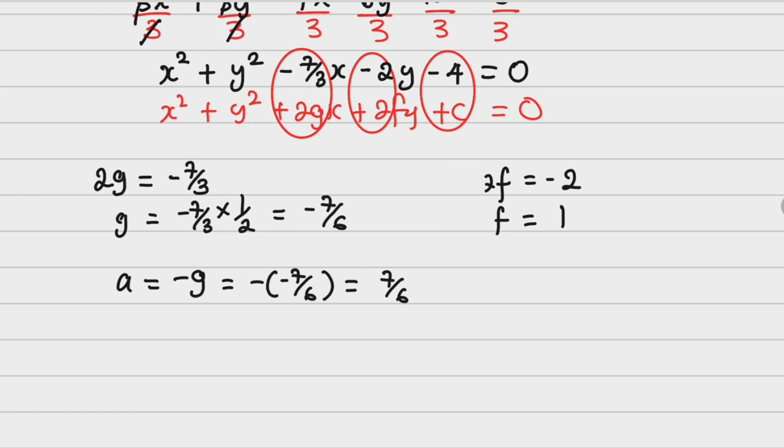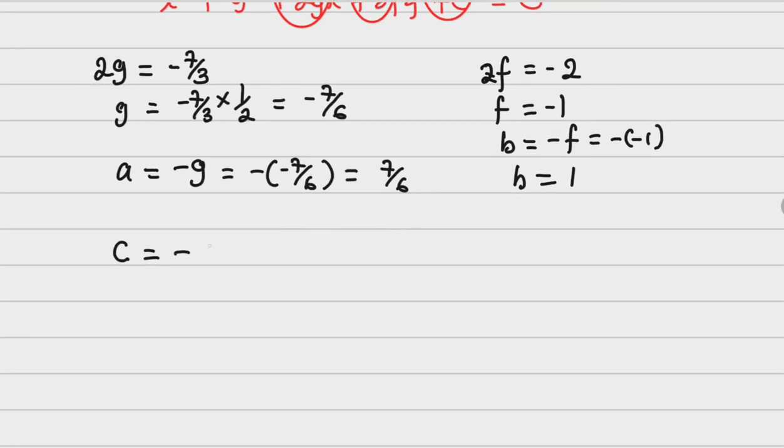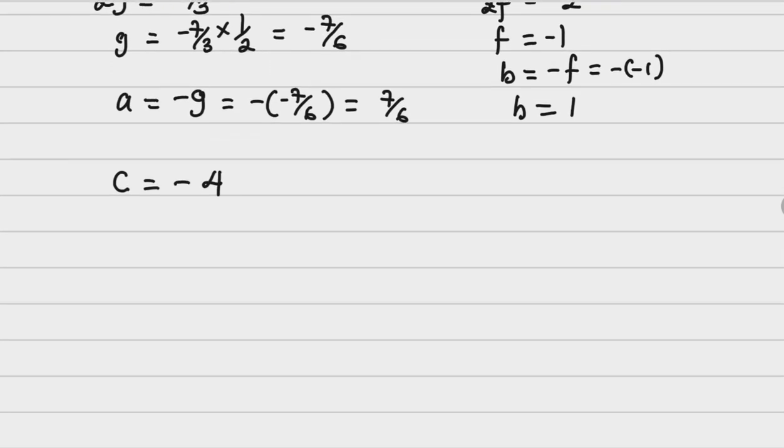This is not minus, sorry for the mix-up. So f is going to be minus 1. So that means that my b is going to be minus f, which is going to be minus 1. So my b is going to be 1. Okay, good. Then c will now be equal to minus 4. So I'm good with that.